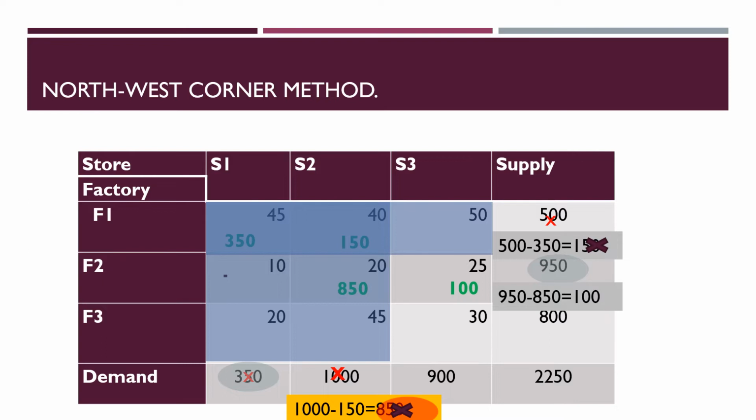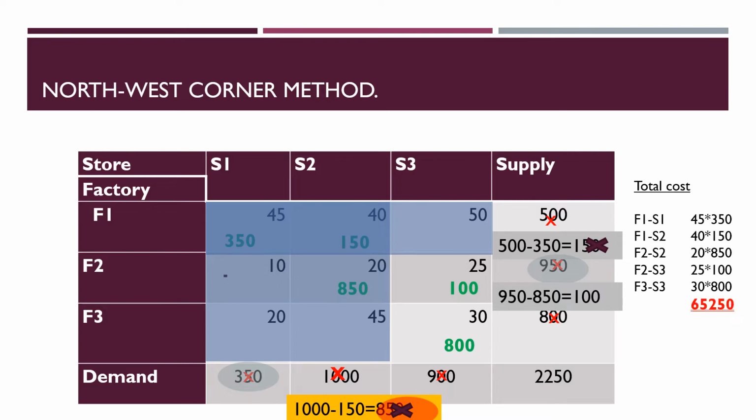And you have to remember, when we allocate 100 units from factory 2, we can allocate only 800 units from F3. Why? Because the S3 only needs 900 units, whereas the factory 3 only supplies 800 units, which means all the demand conditions of these cells are satisfied. Therefore, I will hide this S3 as well.